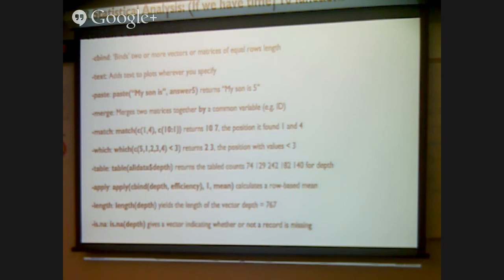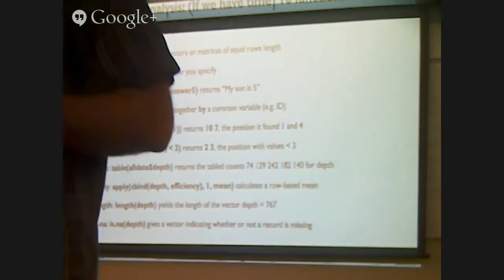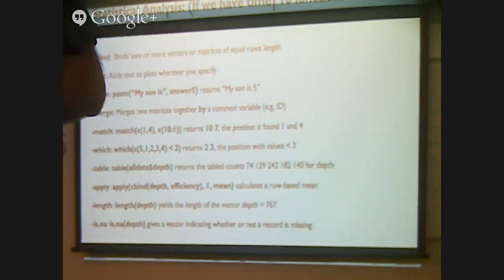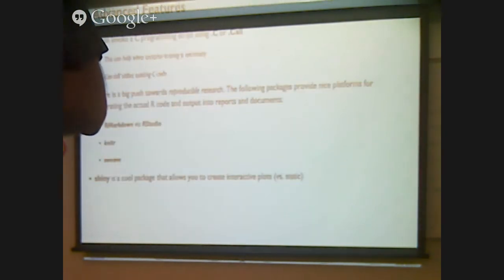apply is R's way of getting around loops. I'll get into that in a second. And then length and is.na. is.na is a fun one because it basically says is something missing or not. R uses NA to signify missingness.